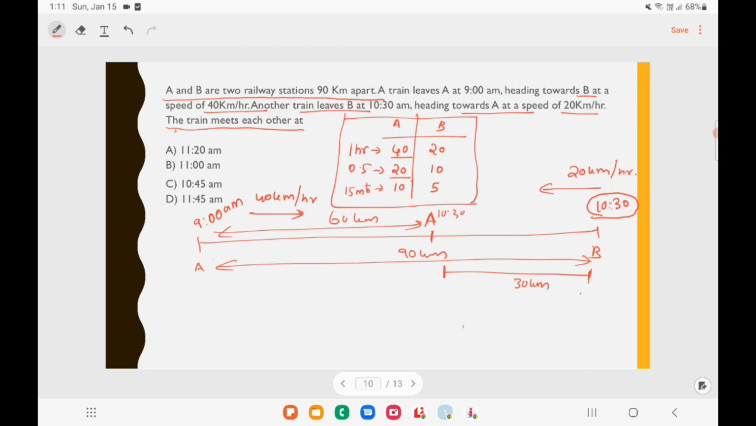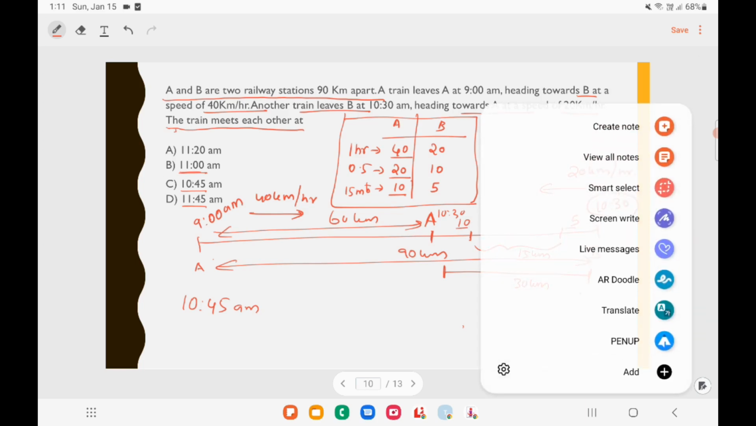Now it is 10:30 a.m., right? And if you look into the options, there is 10:45 a.m., 11:45 a.m., 11 a.m., etc. So in the next 15 minutes, that is at 10:45 a.m., train A travels 10 more kilometers and B travels 5 more kilometers, right? So this is only 10 plus 5, 15. Still there is 15 kilometers between them. So 10:45 is not the right answer.